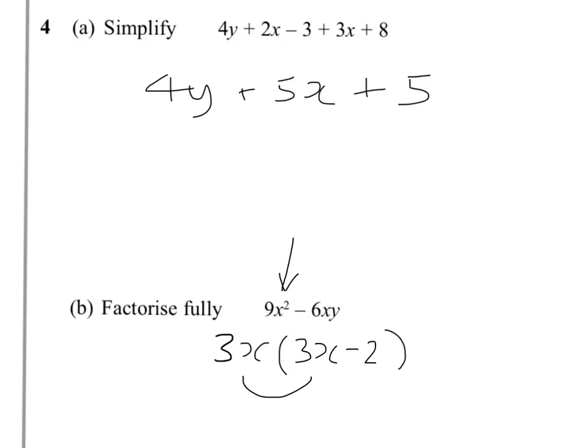Now we've got the x, okay, we've got the x on the outside already, so we don't need another x, but we haven't got a y on the outside, so we need to put a y on the inside. So the answer is 3x times, in brackets, 3x minus 2y.